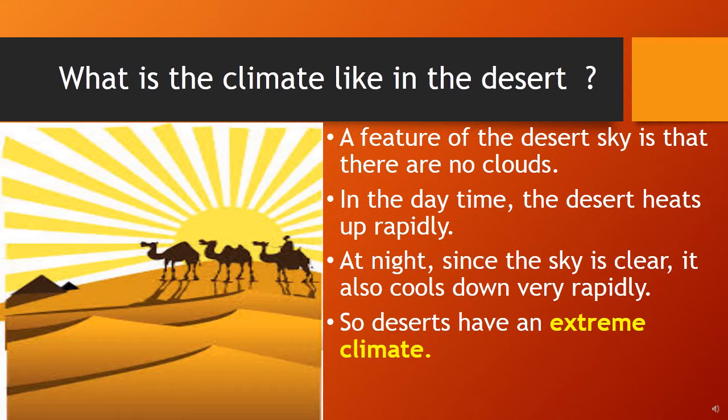Because of that, in the daytime the desert heats up rapidly, and at night, since the sky is clear, it also cools down very rapidly. So, in one word, if anybody asks you what the climate is like in the desert, the answer should be that deserts have an extreme climate. It is very hot during the daytime and it also cools down very rapidly during the night time. So this is the main feature of the climate in the desert.